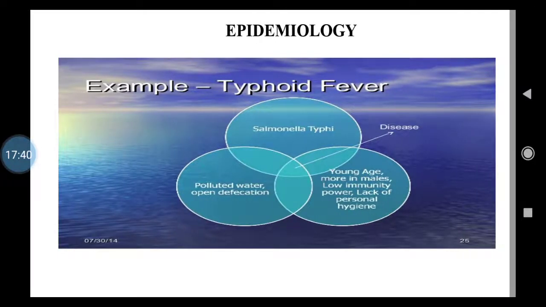Here we can take the example of the spread of a disease like typhoid fever. It is more common in young age. The factors given are low immunity and lack of personal hygiene, which are responsible for typhoid. Then polluted water and open air defecation; all these things we have discussed in communicable diseases.